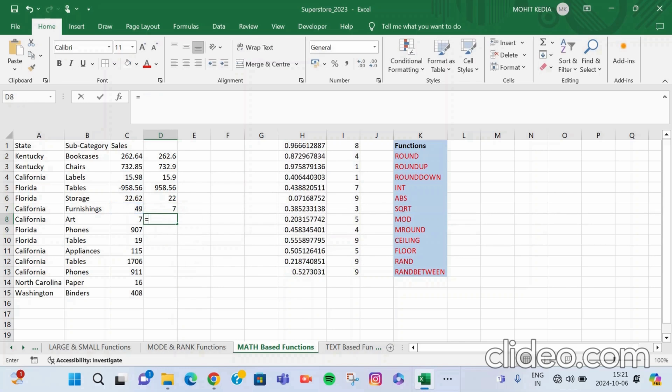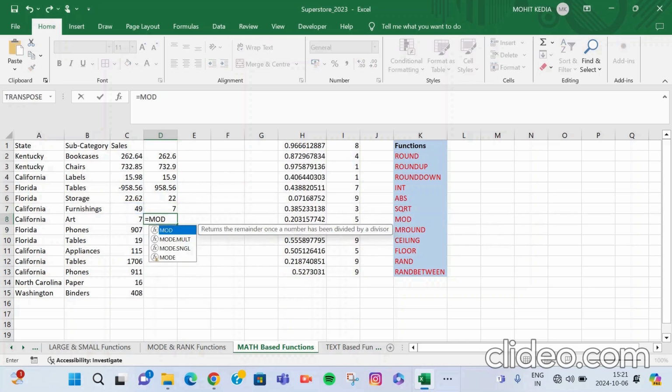Next we have mod. Mod of this number divided by 3. So this should give me 1.